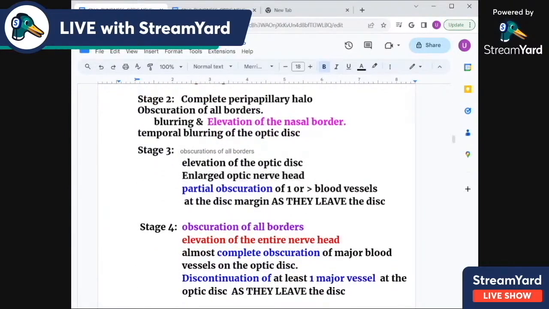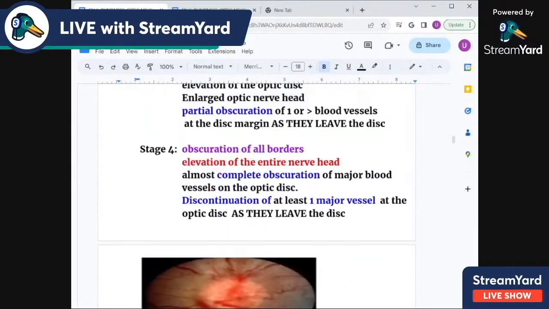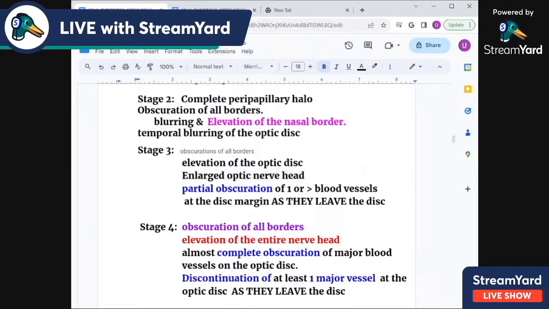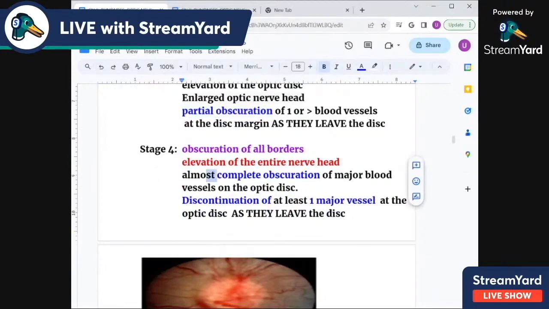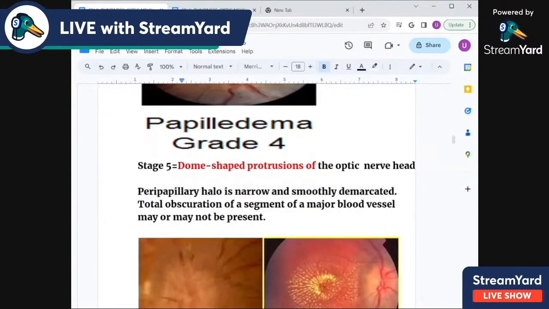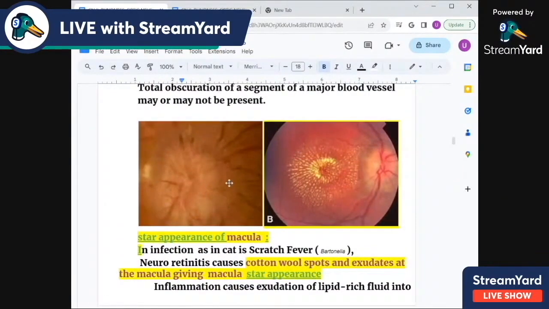Then stage 3: elevation of these borders, and there is optic nerve head elevation and enlargement, and at the disc margins there may be partial obscuration of the blood vessels leaving the disc. This is stage 3 along with the other features of stage 1 and 2. In stage 4, there is definite obscuration of at least one blood vessel leaving the optic disc. Stage 3 has all these features plus partial obscuration of one or more blood vessels, and stage 4 has complete obscuration of one blood vessel leaving the optic disc. And then stage 5: dome-shaped elevation of the optic nerve head.